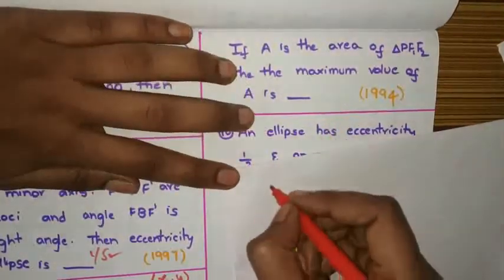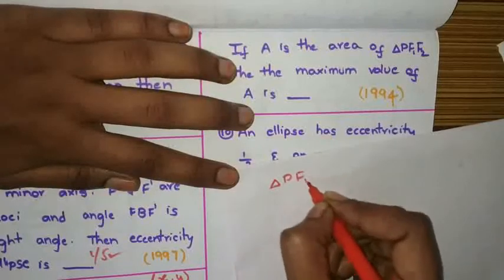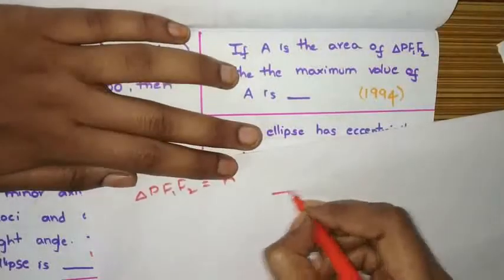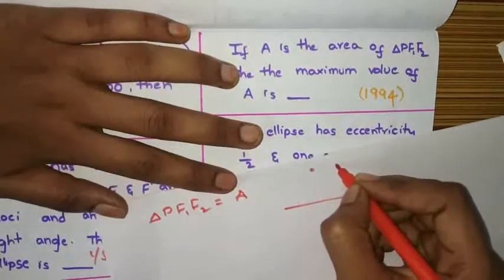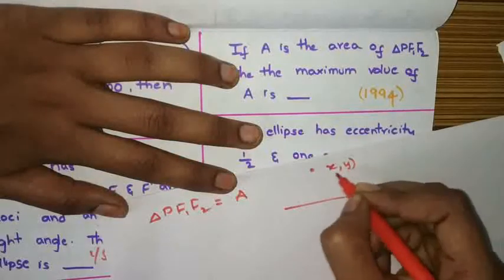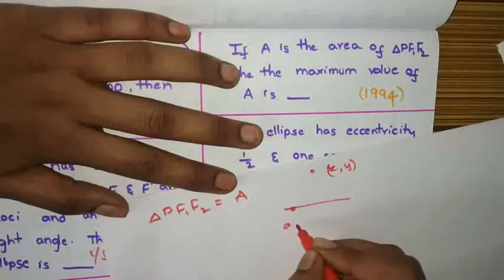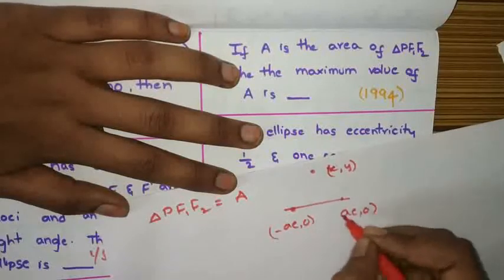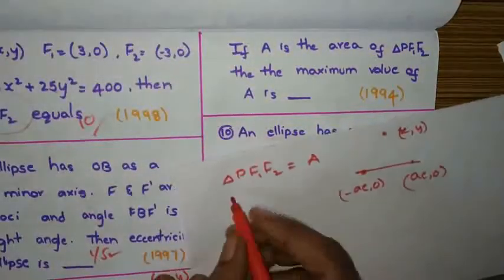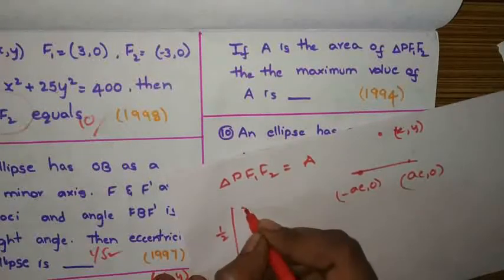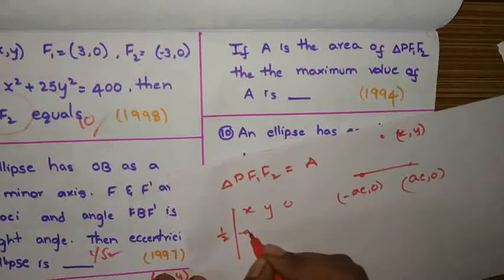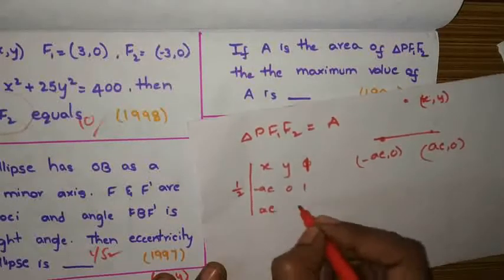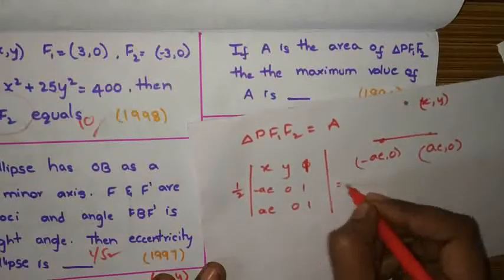First, the area of triangle F1, F2 and the point is equal to the area. See, how to calculate that area? One point is (x, y), and the foci are (-ae, 0) and (ae, 0). Now, how do you take that area? Half into the determinant with (x, y, 1), (-ae, 0, 1), (ae, 0, 1) is equal to area.